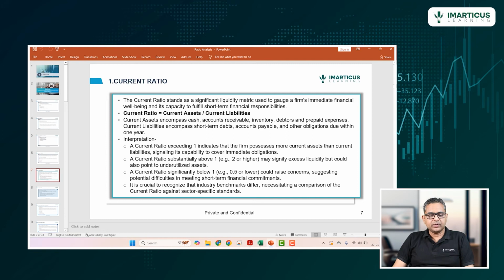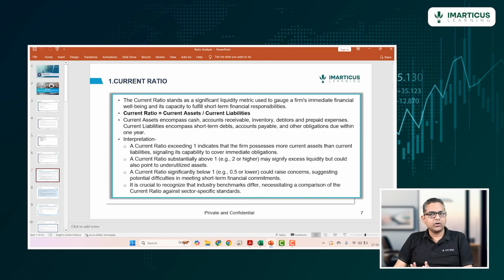What is current ratio? Current ratio stands as a significant liquidity metric used to gauge a firm's immediate financial well-being and its capacity to fulfill short-term financial responsibilities. It is calculated as current assets upon current liabilities. So current ratio is equal to current assets upon current liabilities. So it is telling us how much current assets we have to cover our current liabilities.